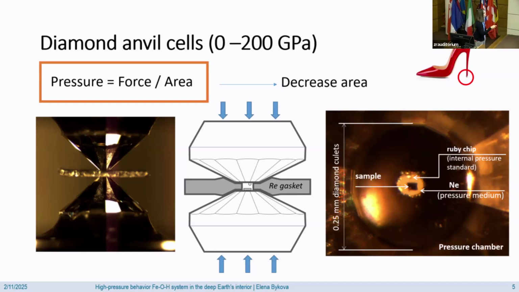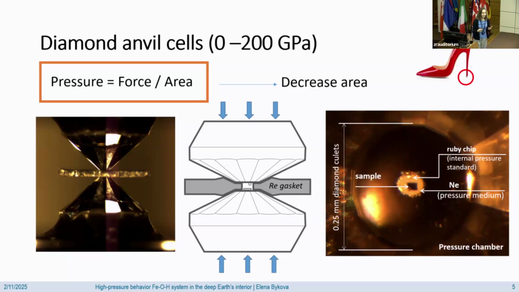And that's realized in the devices called diamond anvil cells. So if you reduce the area, you can, with the same force, produce way higher pressures. And then in order to sustain this pressure, the materials should be very, very hard. And we just take the hardest material ever, so diamonds.